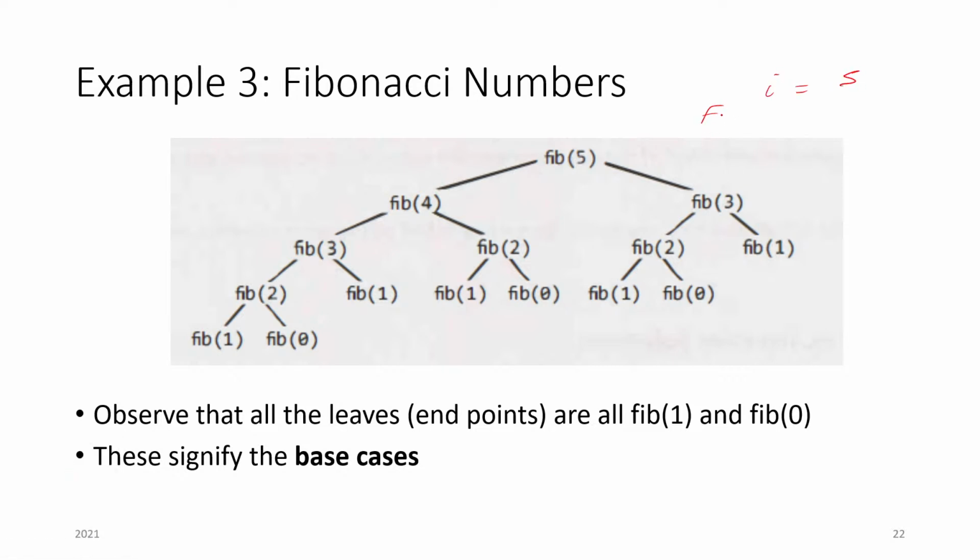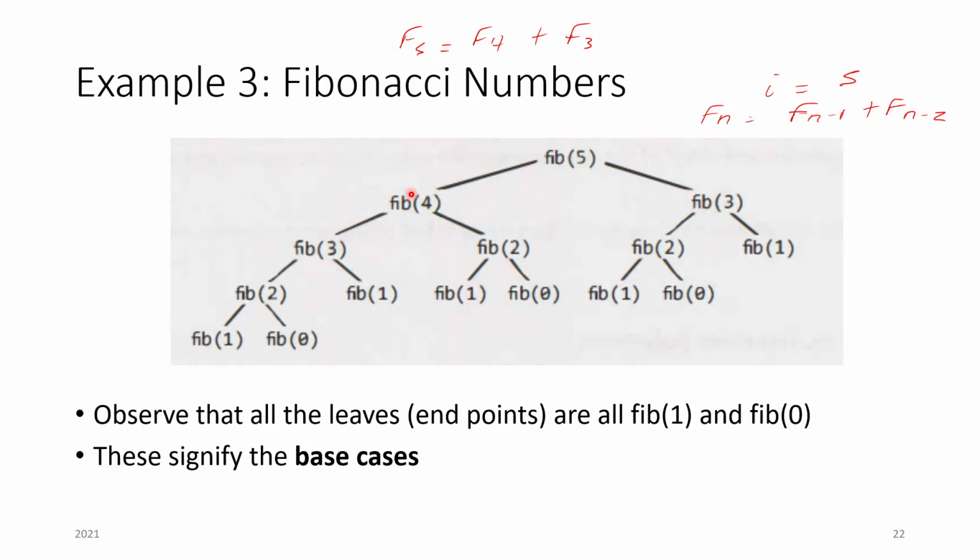And we know that f of n is equal to f of n minus 1 plus f of n minus 2. So when we add 5 here, that means f of 5 is equal to f of 4 plus f of 3. So for fib of 5 here, that means we need to have a fib of 4 and a fib of 3.